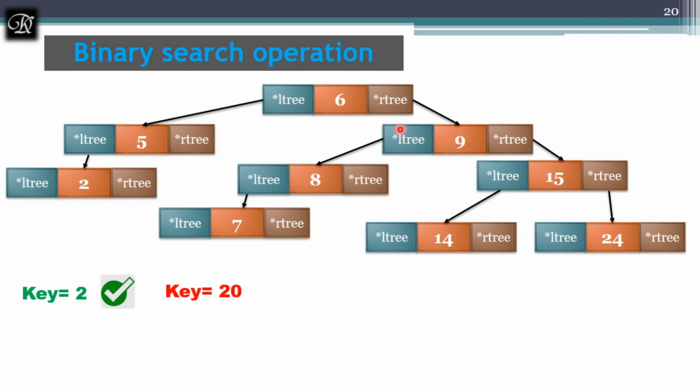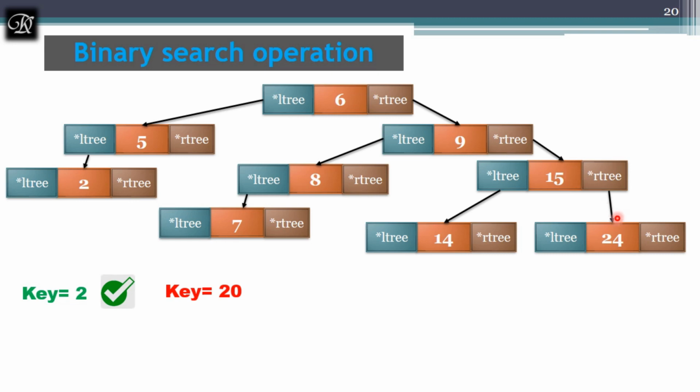Now this is my subtree where 9 is the root. Compare 9 and 20. Are they the same? No. 20 is greater than 9. True, then move towards the right and ignore the rest of the tree. Now 15 is the target, compare 15 and 20. Check whether they are the same. No, they are not the same. 20 is greater than 15.